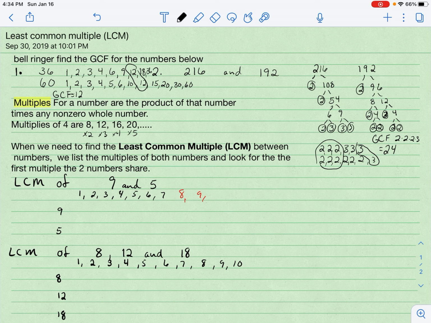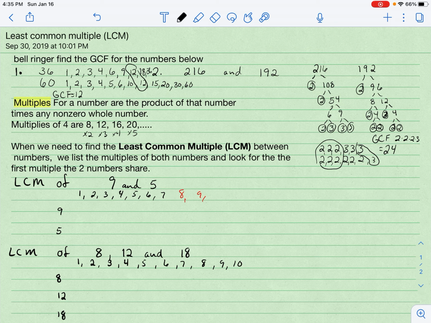Okay, so we want to focus now on multiples. Multiples are different than factors. So factors are what you're multiplying the original by to get its multiple. So multiples for a number are the product of the number times any non-zero whole number. Okay, so multiples of 4 would be 8, because 4 times 2 is 8, 4 times 3 is 12, 4 times 4 is 16, 4 times 5 is 20. So you just take the number and multiply it by each consecutive number. So 2, 3, 4, and 5. And those are the multiples of 4. You're essentially counting by 4 here.